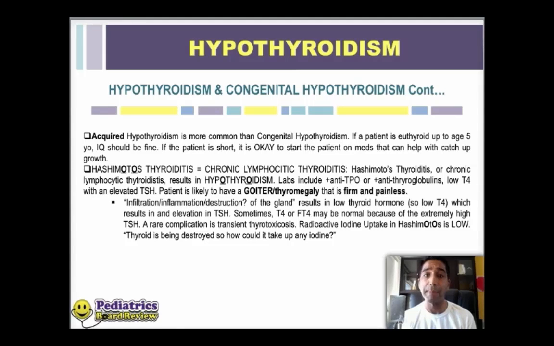If you were to do a radioactive iodine uptake in Hashimoto's thyroiditis, it's going to end up being low. That's basically because the thyroid is being destroyed, so how could you possibly take up the iodine that you need in order to create the thyroid hormone?